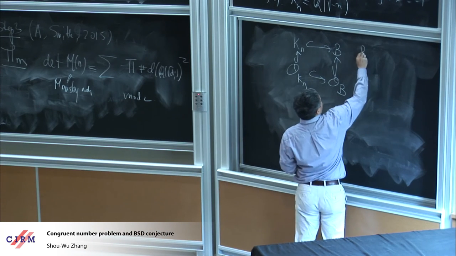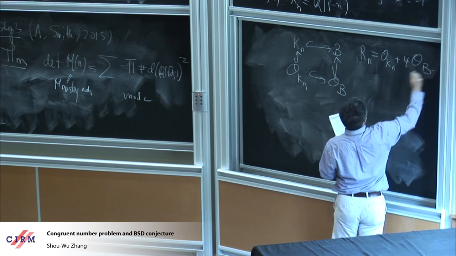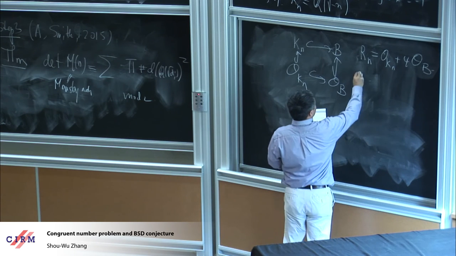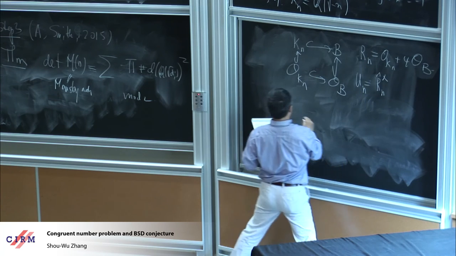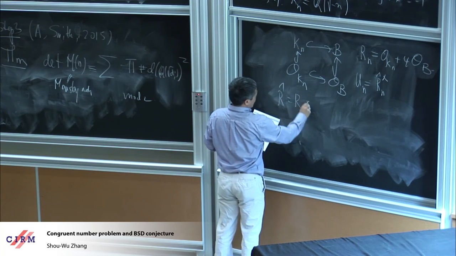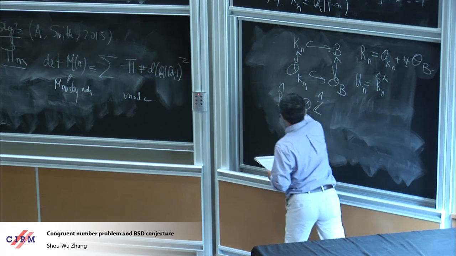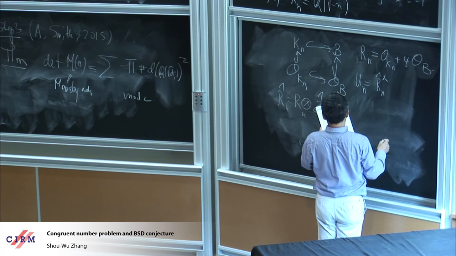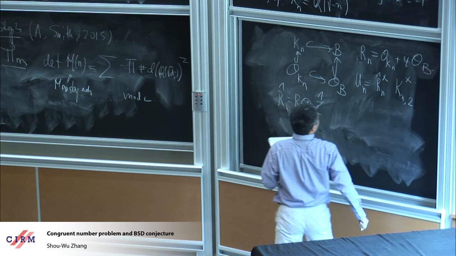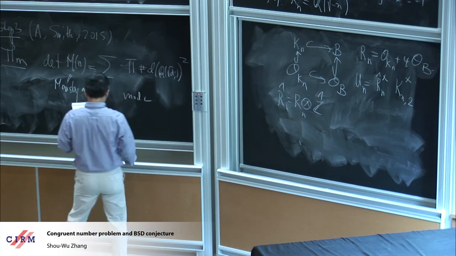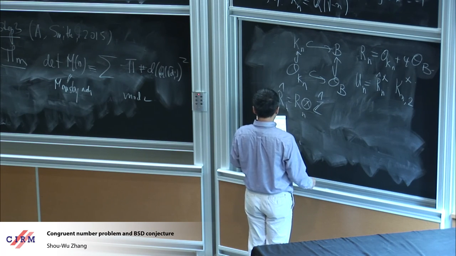Then I define some order, R_n is O_{K_n} plus 4 times O_B, some order. I define a compact subgroup U_n to be R_n hat cross. When I write a hat, it always means the finite adelic completion. Times K_n hat, take that in, is a compact subgroup inside. So that's the setting I have.